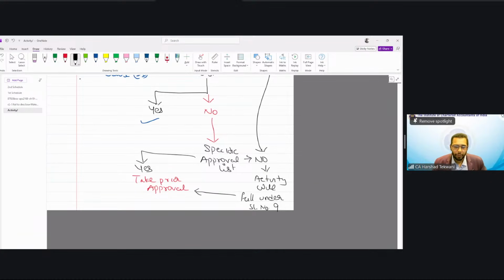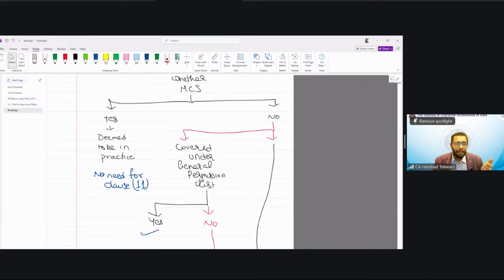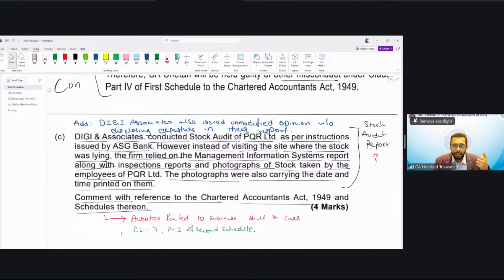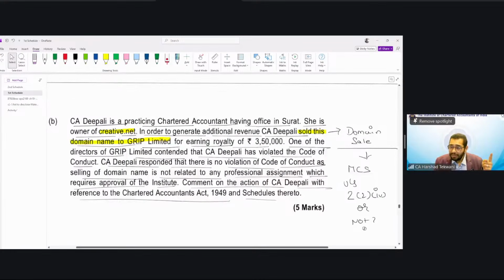It's a cycle. Similarly, in this particular question, as we discussed, it is neither a management consultancy service, nor a general part. It's not something where permission is generally allowed. So permission is generally allowed, no; it will fall under serial number 9 of prior approval.